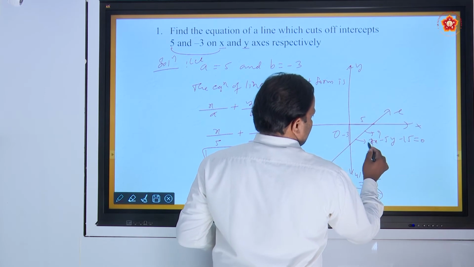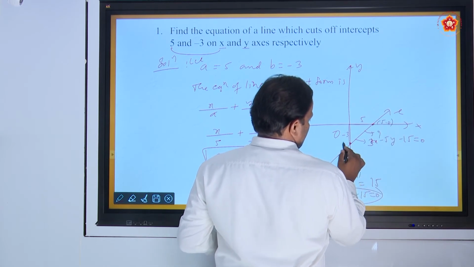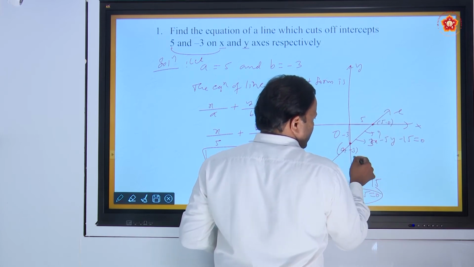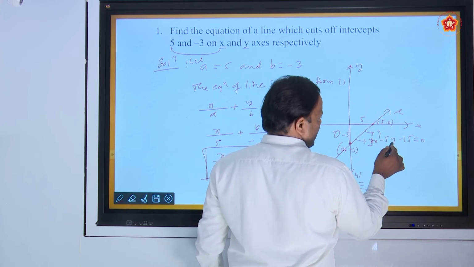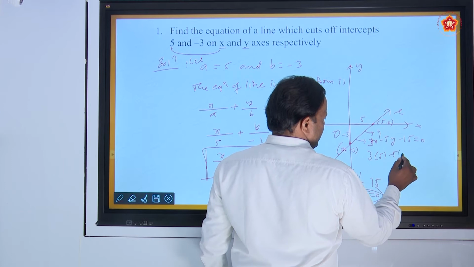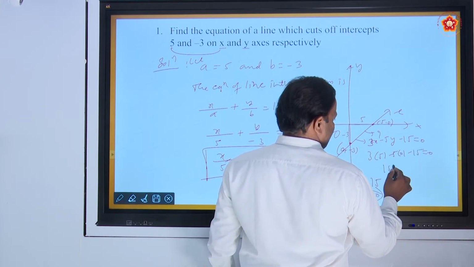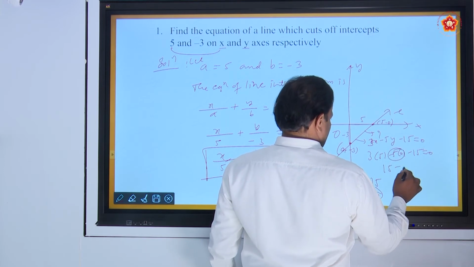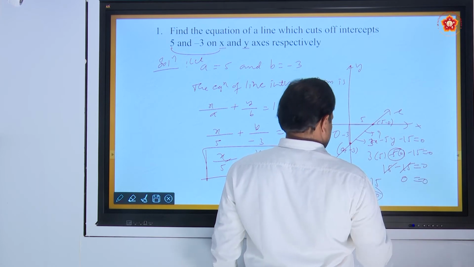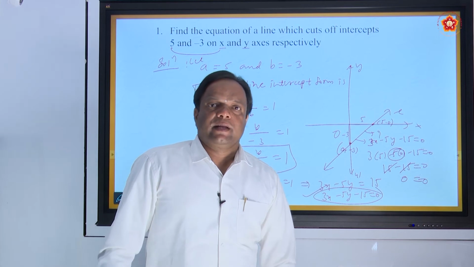Observe here, clearly this line is passing through the point 5 comma 0, and the other coordinate becomes 0 comma minus 3. This line is passing through 5 comma 0 and 0 comma minus 3. Suppose we put x equal to 5, y equal to 0. Just observe here: 3 into 5 minus 5 into 0 minus 15 equal to 0. 3 fives are 15, this becomes 0, minus 15 equal to 0. So 15 and 15 cancel, 0 equal to 0. Our answer is correct. This is the equation of a straight line in intercept form.